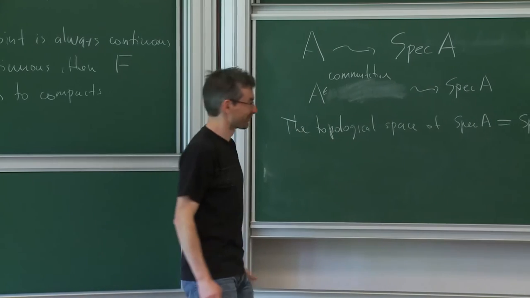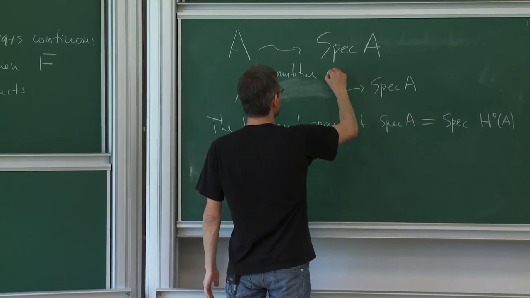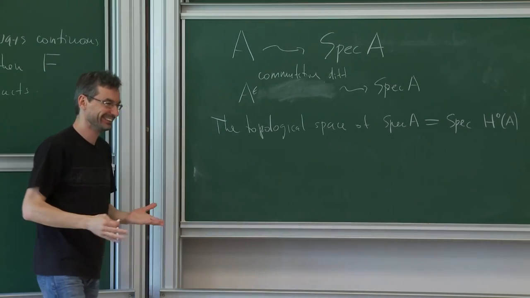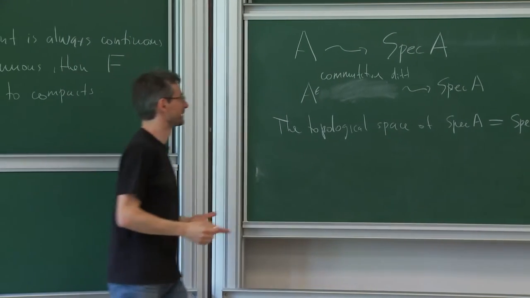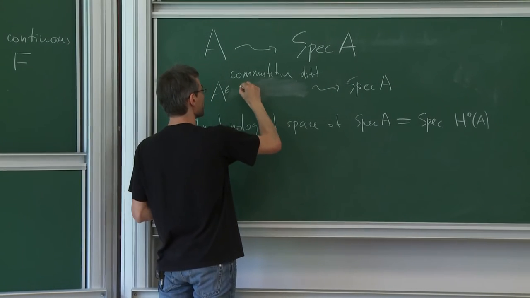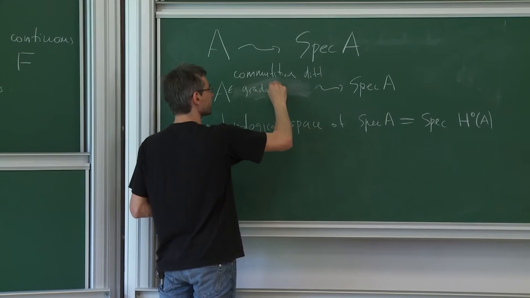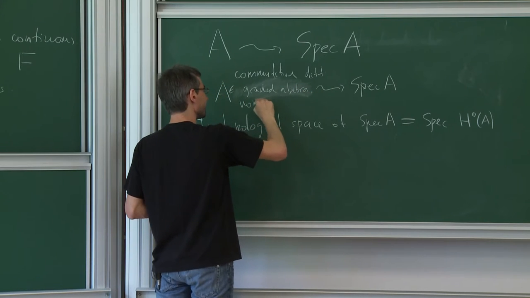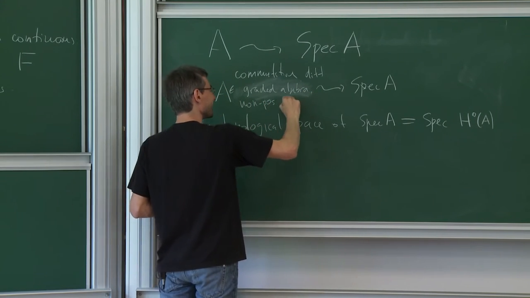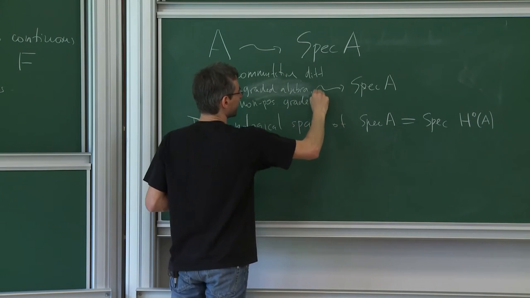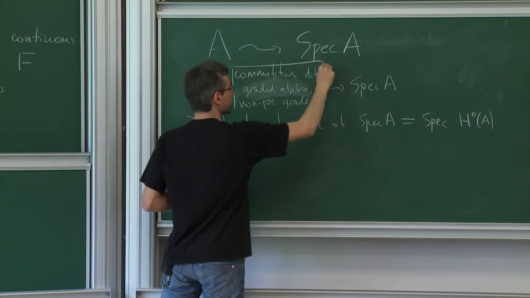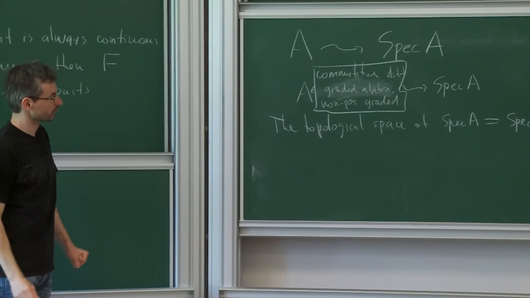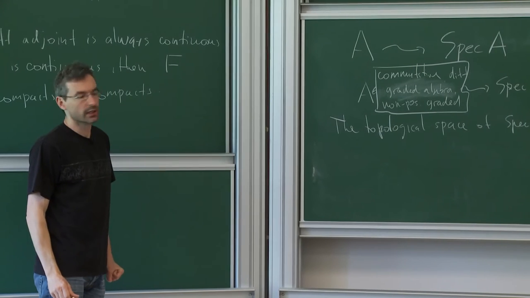Commutative. Abbreviations. Differential graded algebra. Maybe say non-positively graded. Yes. You said a lot of things. Non-positively graded, so it sits in degrees zero and below. Ah, zero and below. Yes. Simplicial algebra. Yes.